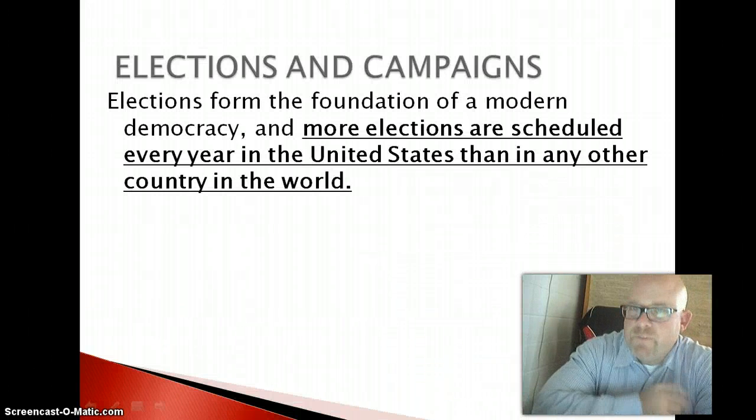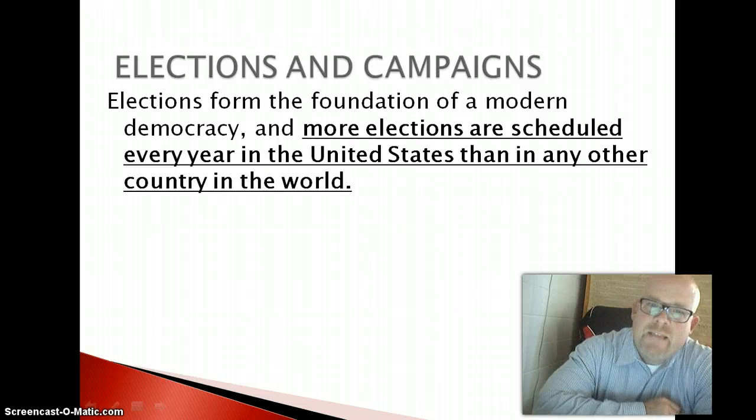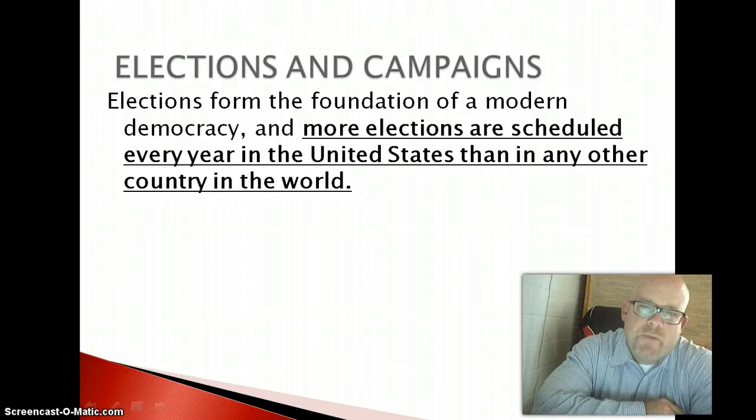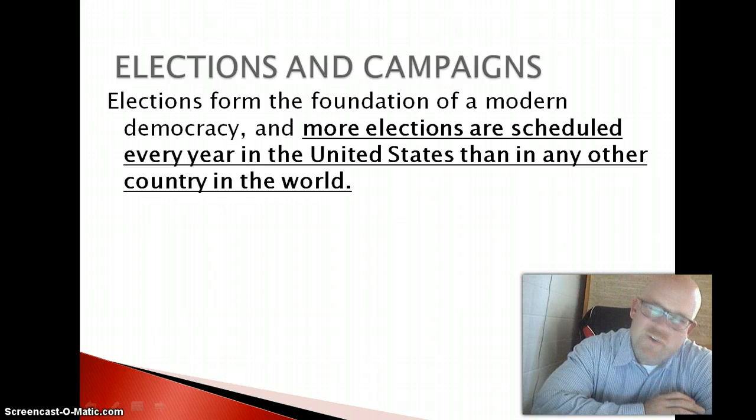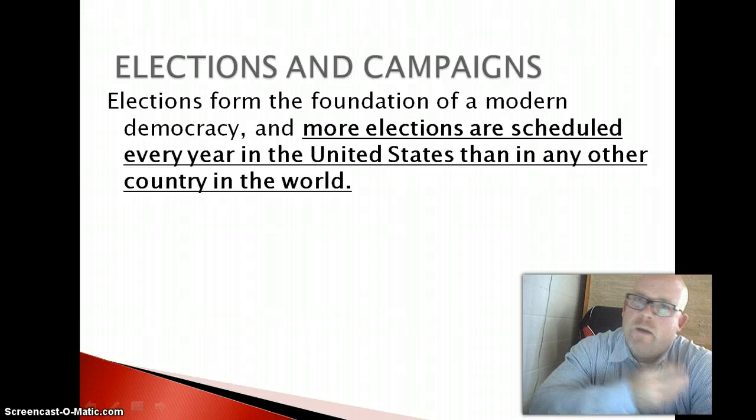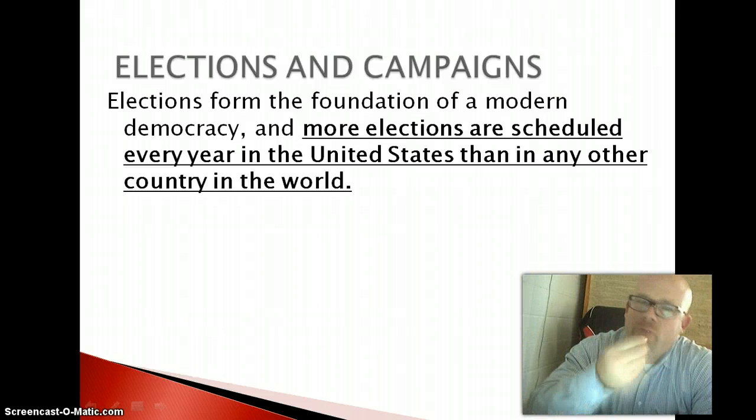Alright, let's start off with some general information. Elections, as you know, are going to form the foundation of any modern democracy. And the United States is special in that we have more elections than any other democracy, any other country in the world. And that has a lot to do with the structure of our system. With federalism, we have local and state and multiple national level positions open all the time.